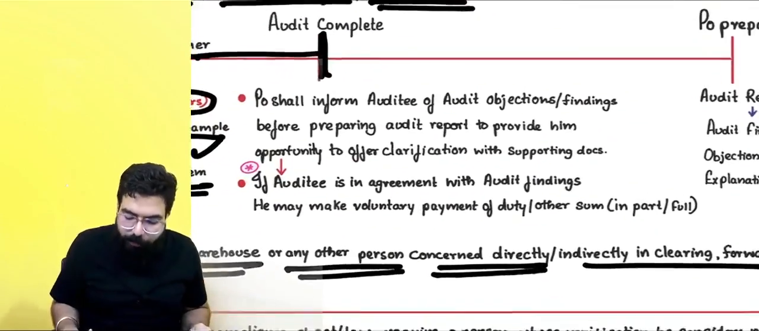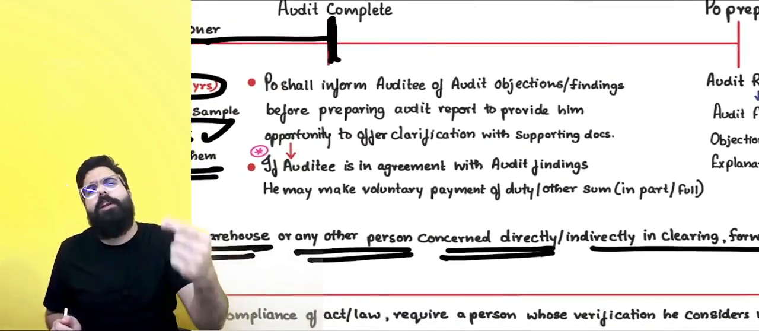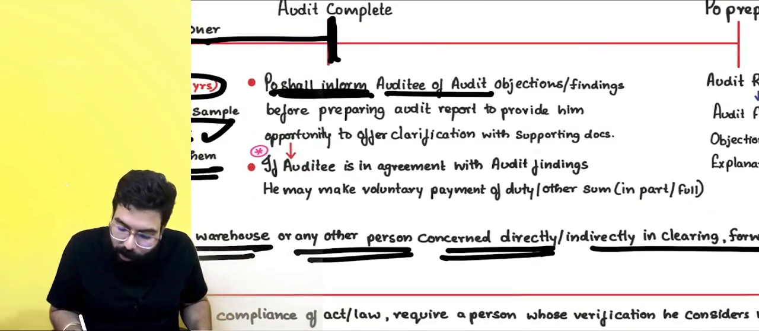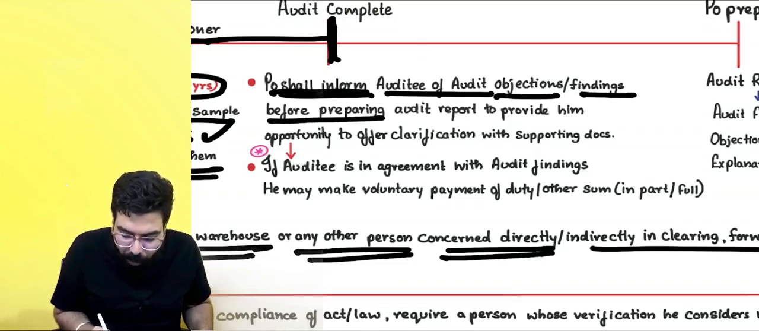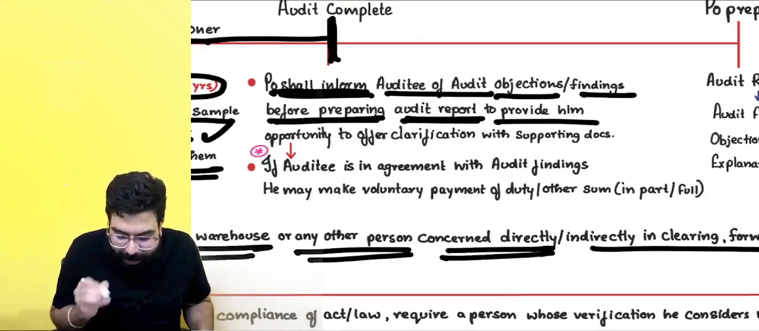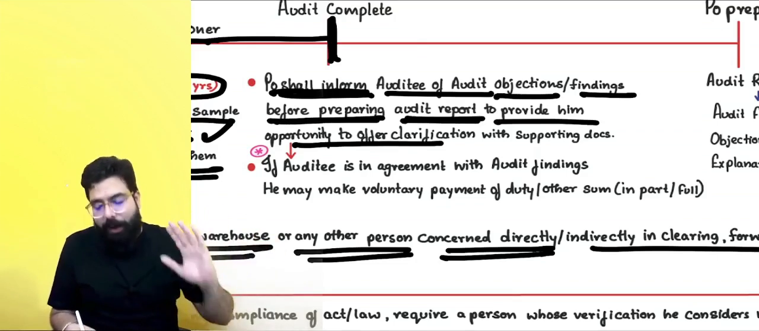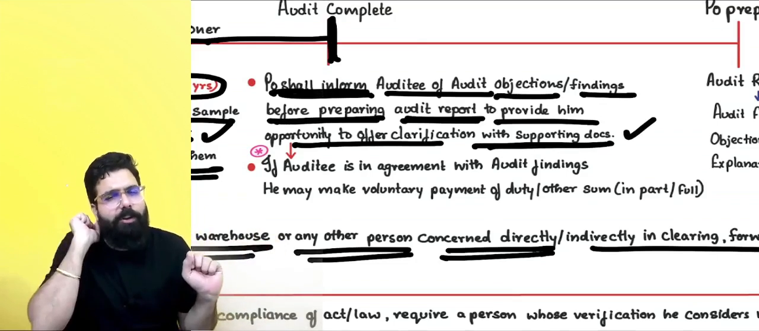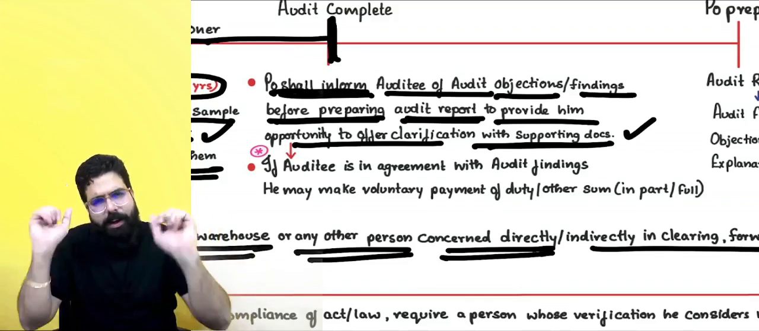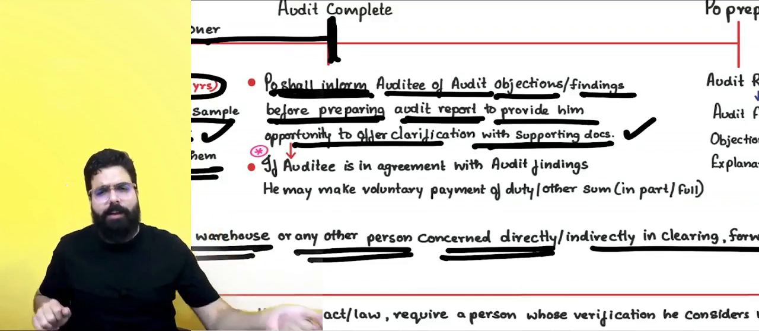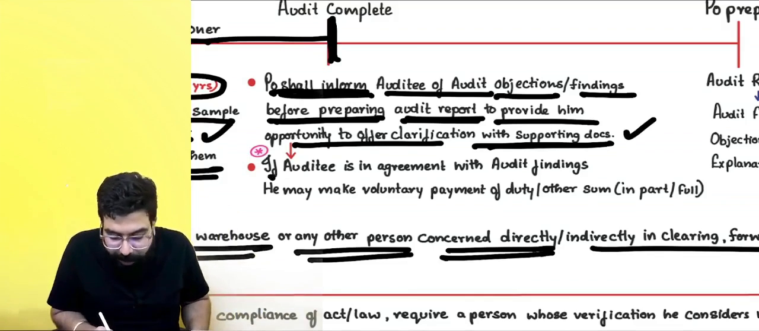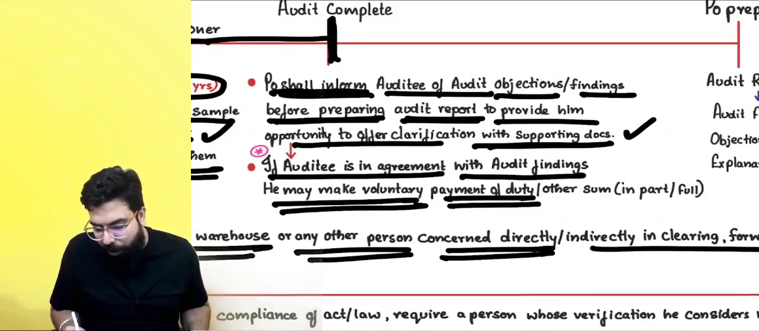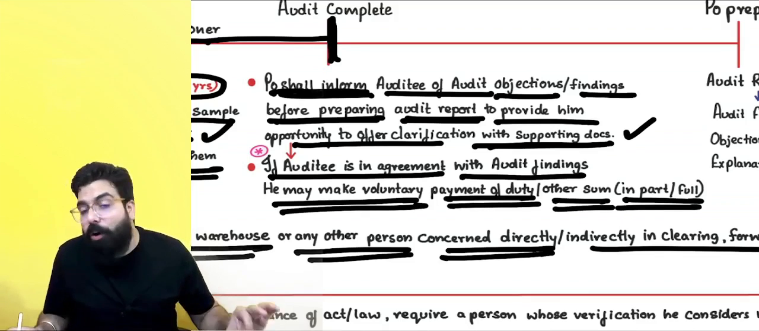Once the audit is completed, he will tell you about the audit observation. The PO shall inform the auditee of the audit objection or finding before preparing the audit report, to provide him an opportunity to offer clarification with supporting documents. He will give you the audit observations and he'll tell you, sir, if you want, you can provide the clarification. If you want, you can pay the taxes or duties. If the auditee is in agreement with the audit finding, he may make voluntary payment of duty or other sum in part or full.